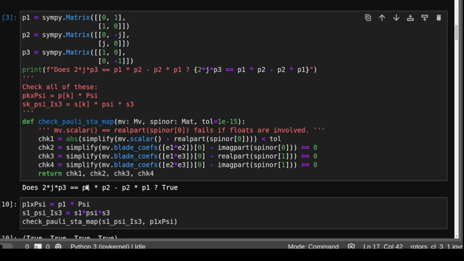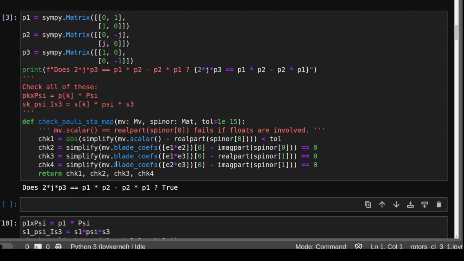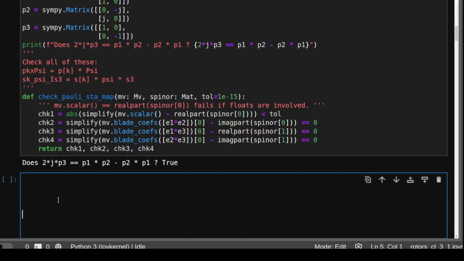But let's have a look at it. So in fact, I've got a multivector already defined. So if I do blade coefficients on it, and I try the E3 times E1, you'll see it doesn't work.